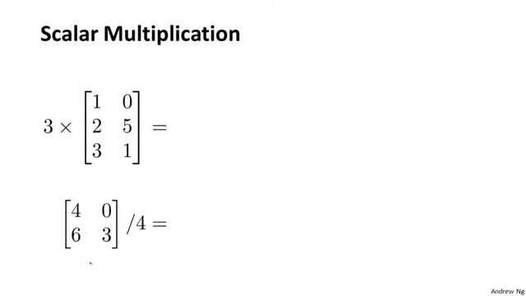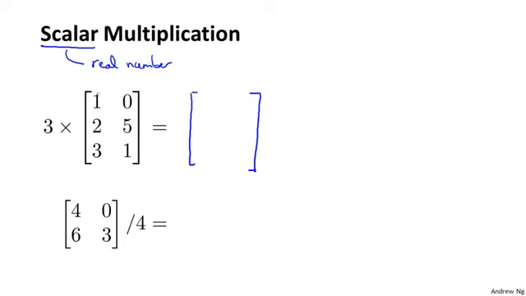Next, let's talk about multiplying matrices by a scalar number. And a scalar is just maybe an overly fancy term for a number or a real number. The scalar just means real number. So let's take the number 3 and multiply it by this matrix. If you do that, the result is pretty much what you'd expect. You just take your elements of the matrix and multiply them by 3 one at a time.